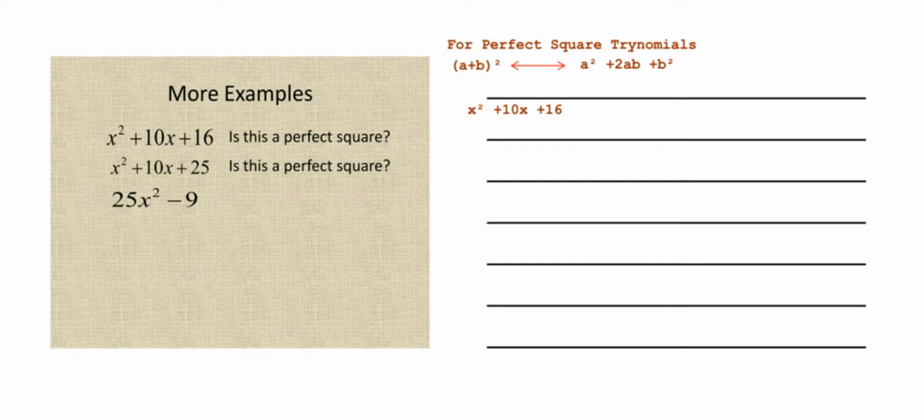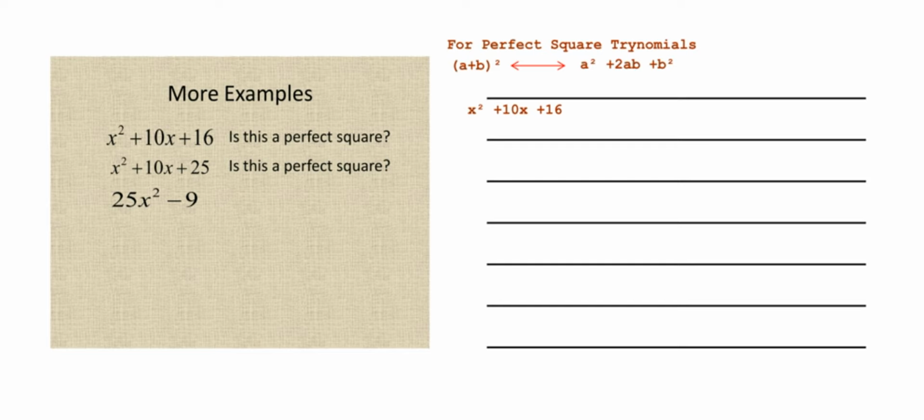For our first example, we have x squared plus 10x plus 16, and the question is, is this a perfect square? If it is, we'll try to factor it. That way you can see that it's very straightforward once you figure that out. So is it a perfect square trinomial? Let's see. We have the a squared, that would be x squared. So we know a has to be x in this case, or you can put a 1 in front of it to make it a 1x.